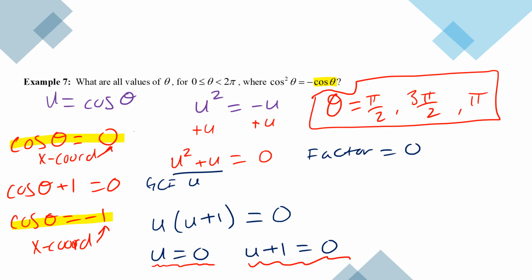I thought looking for -1 equals cosine, not sine. So you're looking at the x coordinate, and at the x coordinate on pi, we have -1.